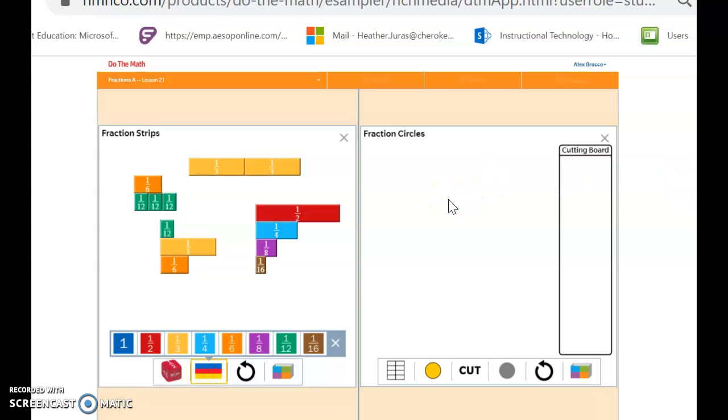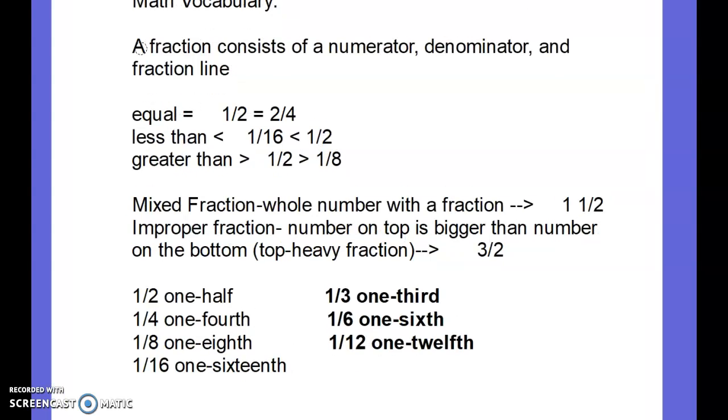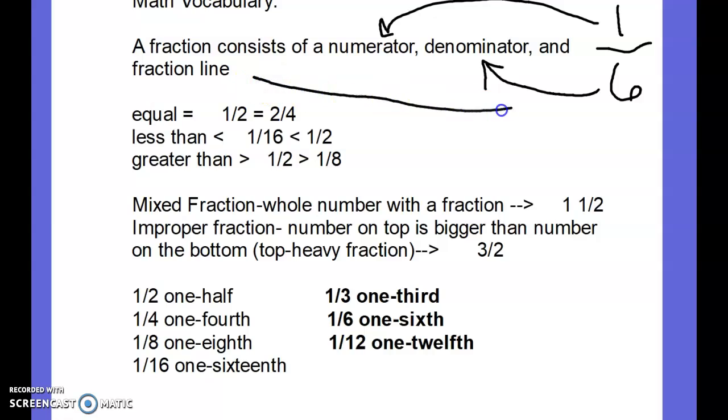Today it's page 58, and 58 is our vocabulary page. So Ms. Juris has gone ahead and I've typed up that vocabulary that you should already kind of have on that page, and we're going to go over it and review it. A fraction consists of a numerator, a denominator, and a fraction line. So when you are looking at those pieces, this 1/6, the 1 is the numerator, the 6 is the denominator, and the fraction line is the line in between, okay?